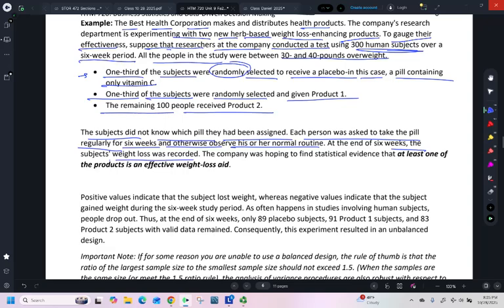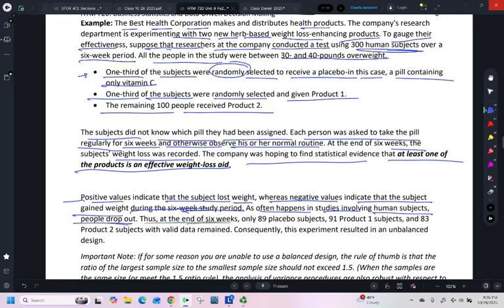The company was hoping to find statistical evidence that at least one of the products is an effective weight loss aid. Now, positive values indicate that the subject lost weight, whereas negative values indicate that the subject gained weight during the 6-week period. As often happens in studies involving human subjects, people drop out.